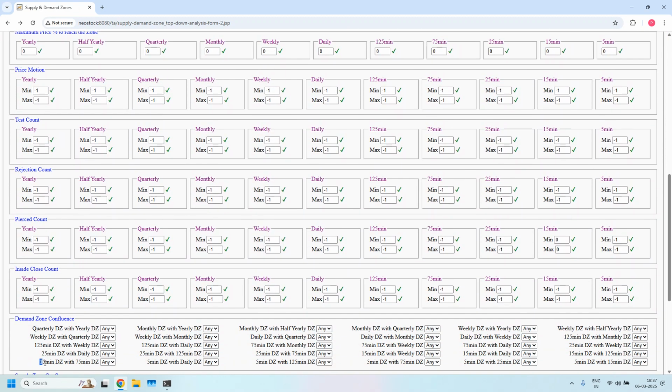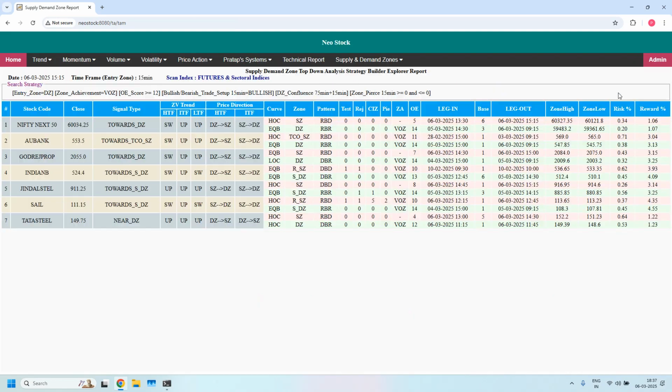So I am enabling the filter 15 minutes demand zone with 75 minutes demand zone confluence. So with this filter, out of 8 stocks, we got 7 stocks. In all these 7 stocks, these 15 minutes demand zones are overlapped with 75 minutes demand zone. And 75 minutes trend, ITF trend, is uptrend in all these stocks.